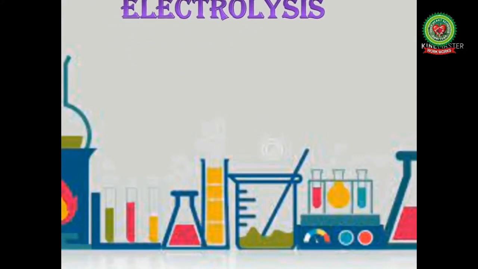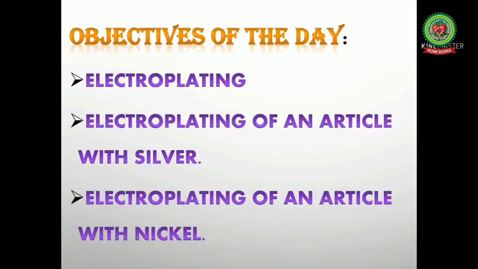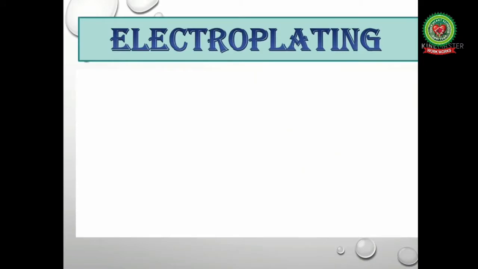Let's further discuss the chapter electrolysis. In today's class, we are going to discuss the topic electroplating. In that topic, we will be discussing the definition of electroplating, the conditions which are required for electroplating, electroplating of an article with silver, and electroplating of an article with nickel. So let's start the topic.